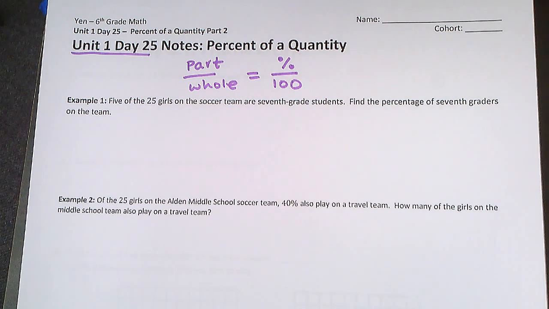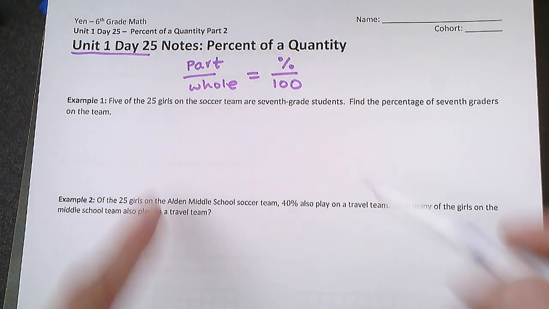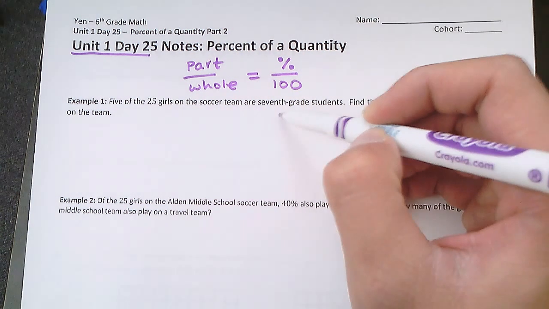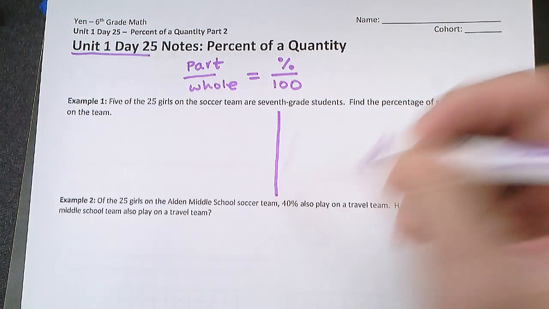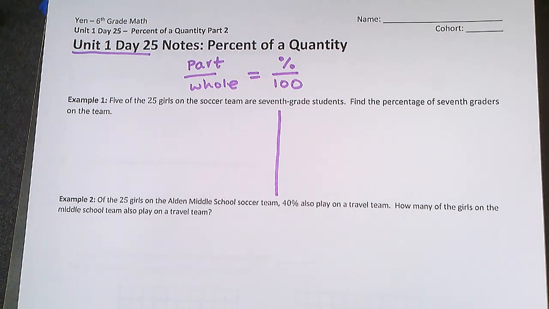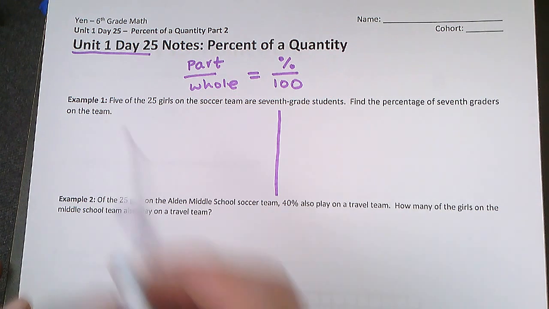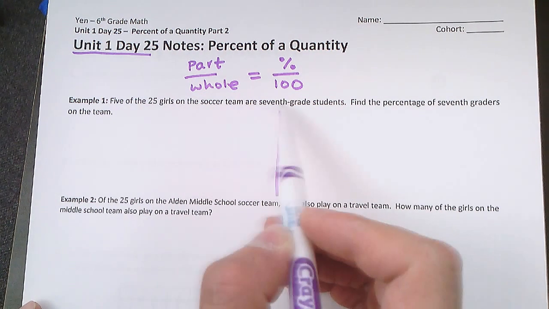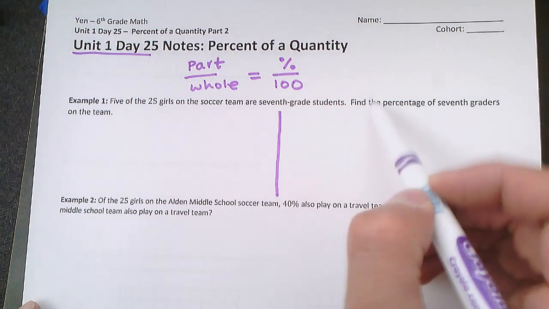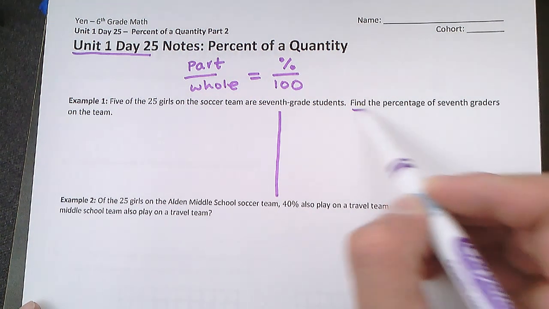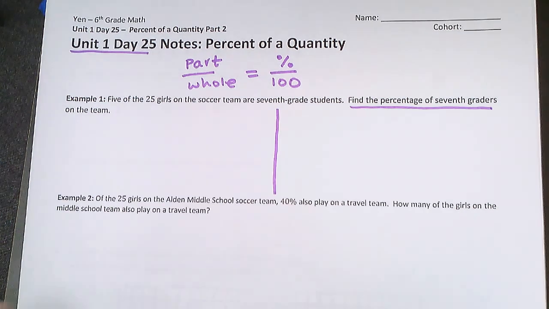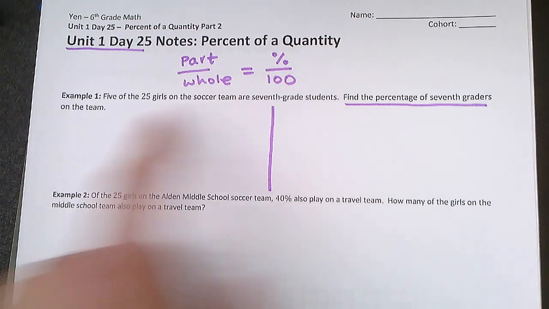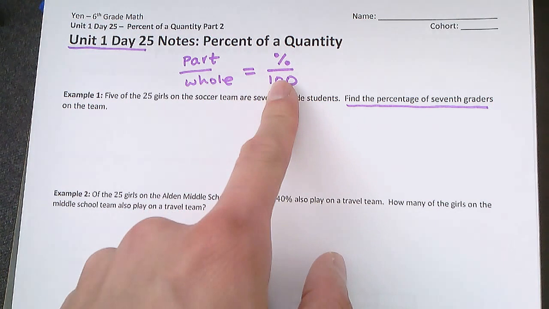Let's take a look at this first example. Before we start, I want you to draw a line right down the middle, like this, because we're going to solve this problem in two different ways. It says, 5 of the 25 girls on the soccer team are 7th grade students. Find the percentage of 7th graders on the team. So we are trying to figure out the percentage. We're trying to figure out this side here.